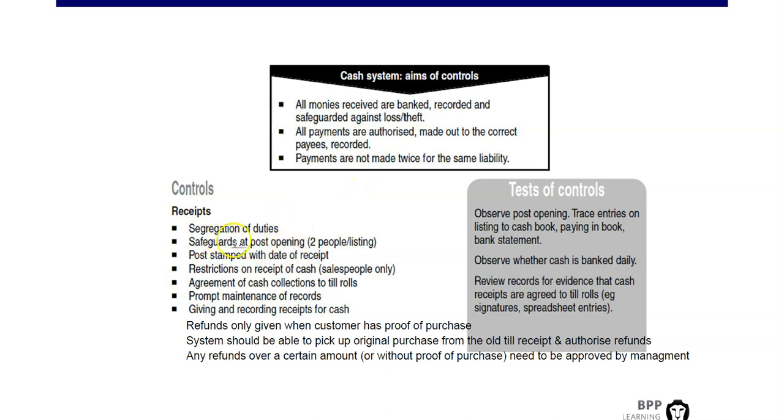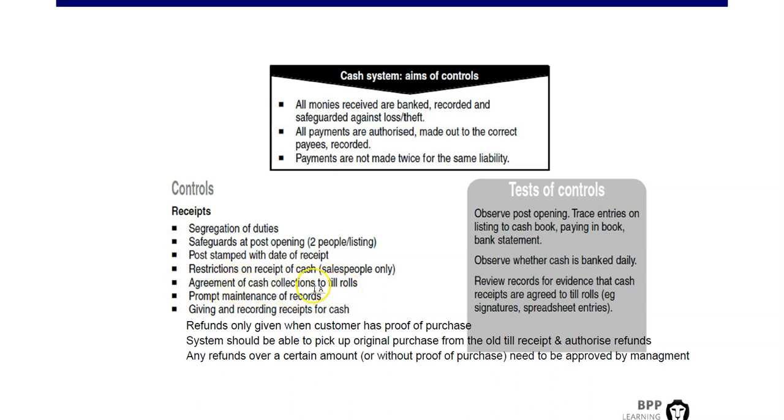So if there's cash received in the post, safeguards at post opening, so 2 people there to make sure that one person can't pocket cash. So one person is there to look at the other person. Stamp any receipts. Yeah, those are restrictions on receipt of cash.